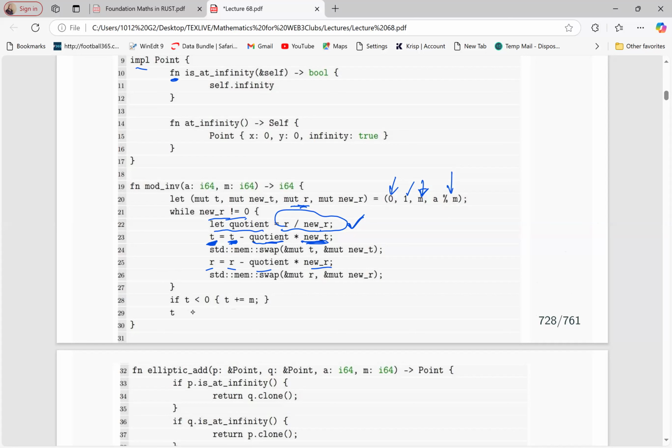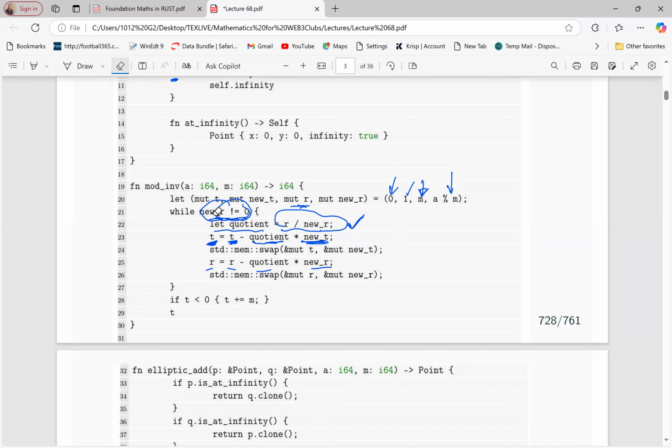So this process continues until new R is 0. This process continues until new R is 0. But while new R is not 0, the process continues.